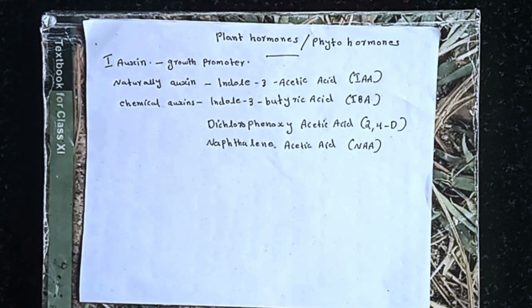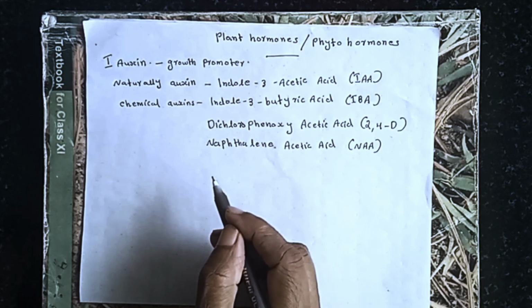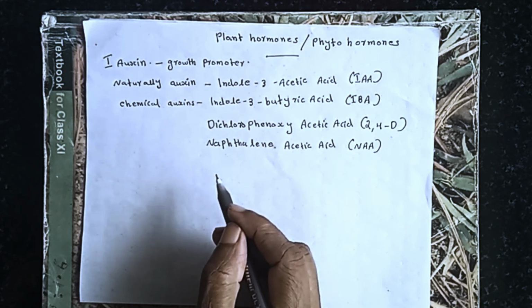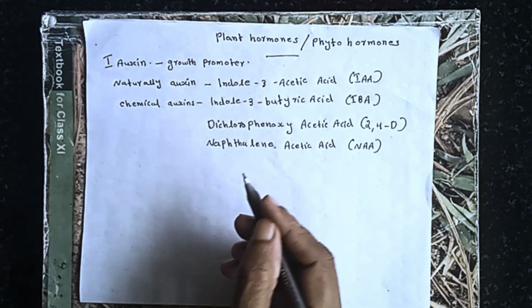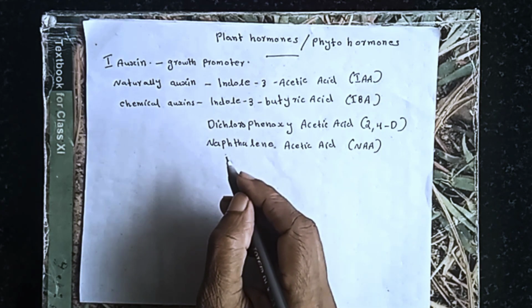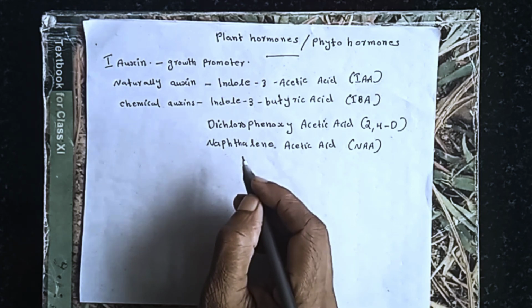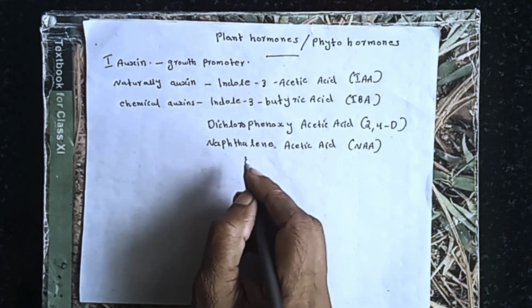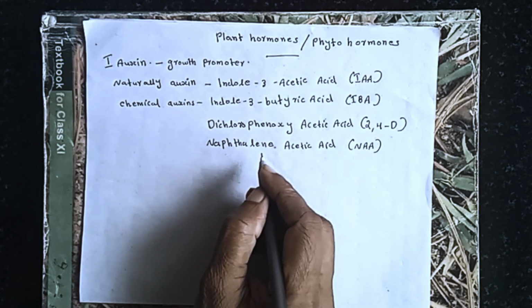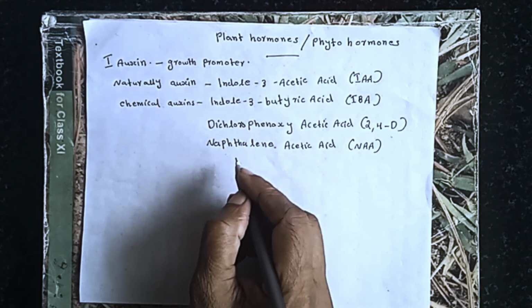The functions of auxin include: it promotes cell elongation, it suppresses the growth of lateral buds, and it delays the fall of leaf, that means leaf abscission. NAA is used for preventing fruit drop in apples before they are ripe. 2,4-D acts as a dicot weedicide, that is used for destroying the weeds.